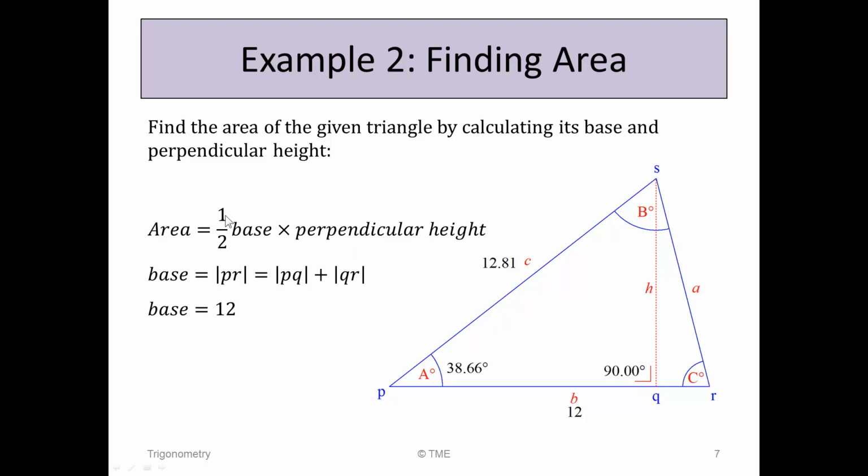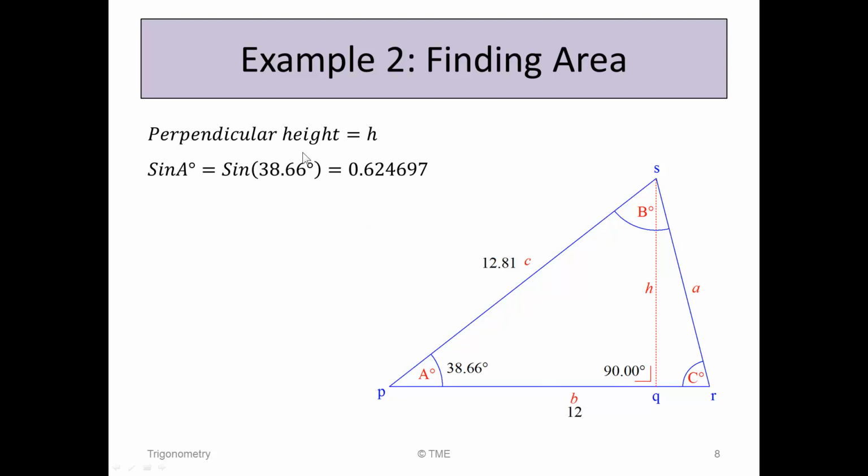The formula is given by half the base by the perpendicular height. Not knowing the perpendicular height, we just call that h for the moment. The base is not just to the end of where the perpendicular drops, but all the way. So the base is PR, to include the distance from P to Q plus the distance from Q to R. The full base length is 12. Now we return to the perpendicular height. How do we find this height, h?